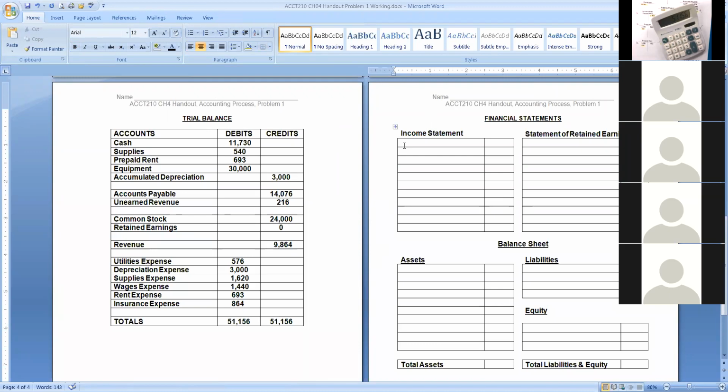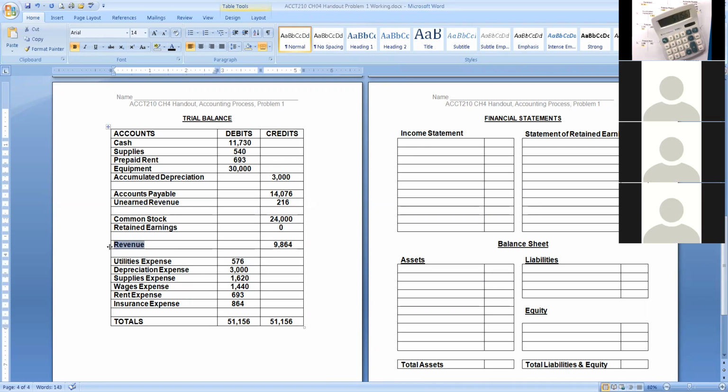So what do we start out our income statement with? Which account? Cash. Nope. The balance sheet we start out with cash, but the income statement, what do we start out with? Did someone already say it? I think I was talking over someone. Would it be the revenue? Yep. So revenues. I'm just going to copy that.